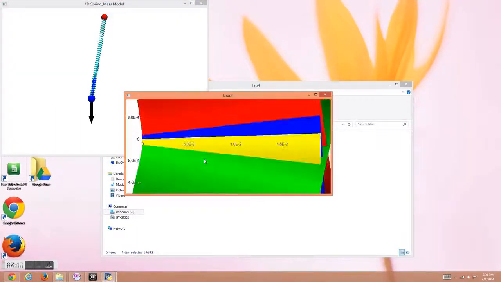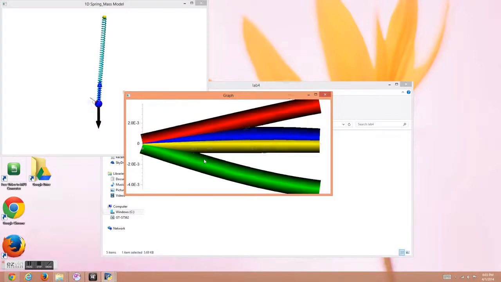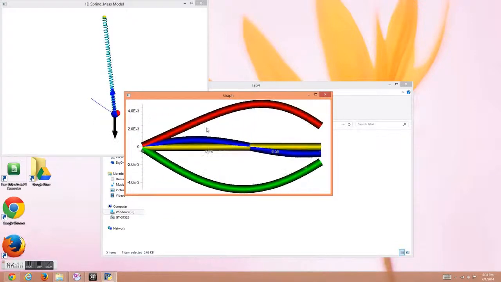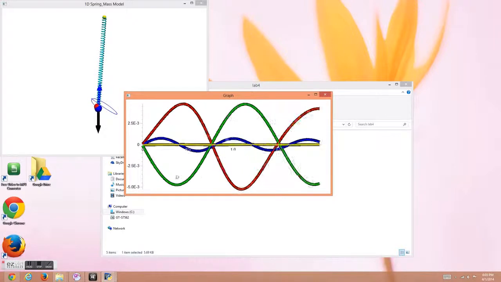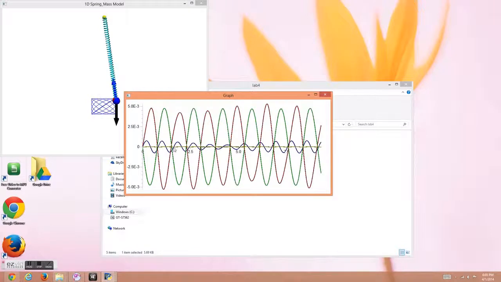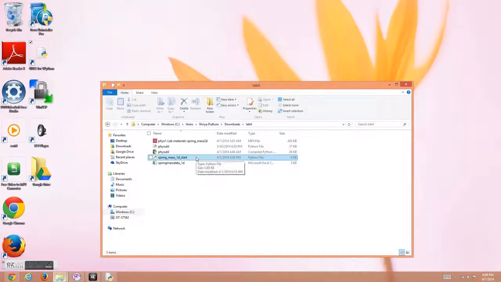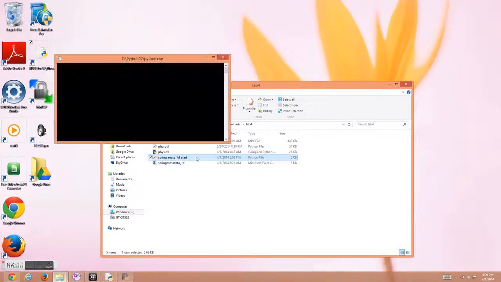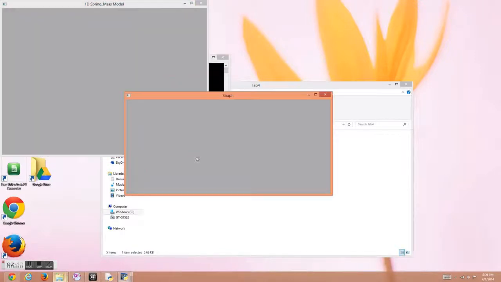In the code, the red line indicates the spring force, the green indicates the gravitational force, the blue indicates the energy change in the system, and the yellow indicates the sum of all energies. If you notice, the sum of all energies is always constant, and hence the energy principle has been satisfied.